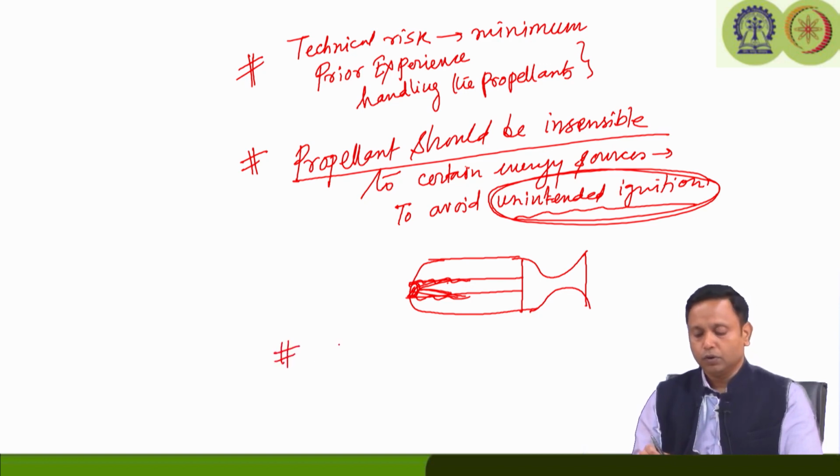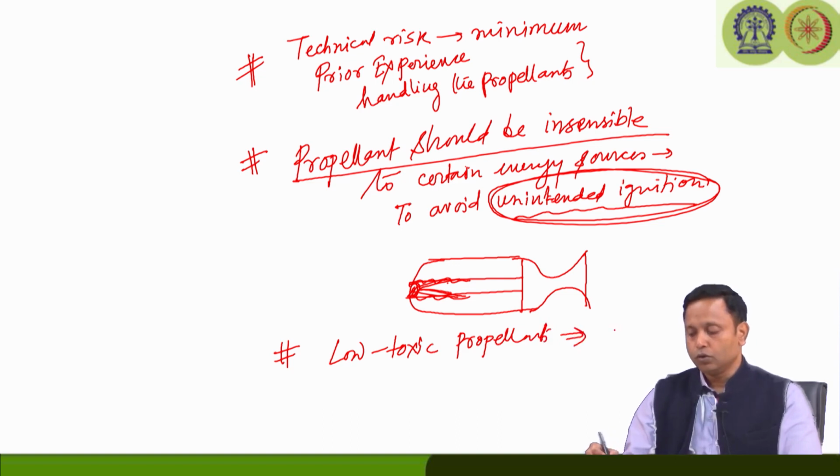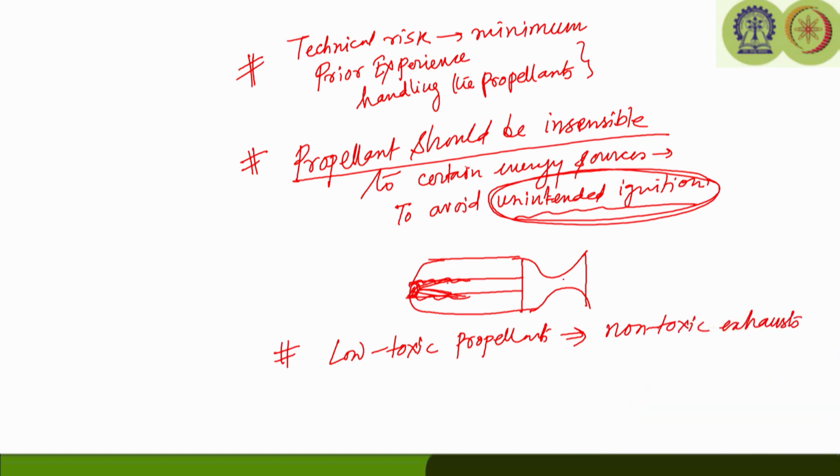We need, of course, low toxic materials, we need to have low toxic propellants, and of course, this should lead to non toxic exhaust. So, the propellant is actually producing exhaust gases. We are talking about that it should not produce toxic gases, which is going to create a hazardous environment for the members working in nearby areas, or also it is going to pollute the environment.